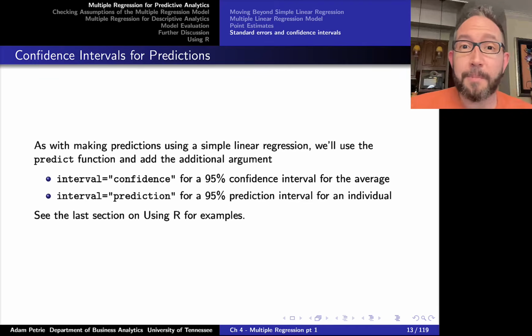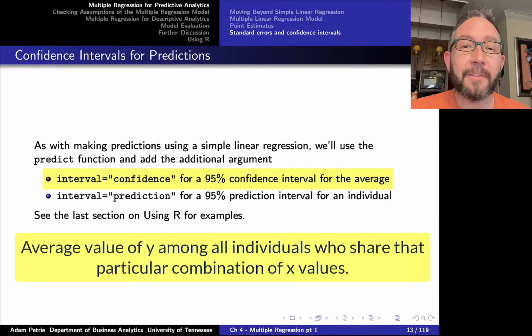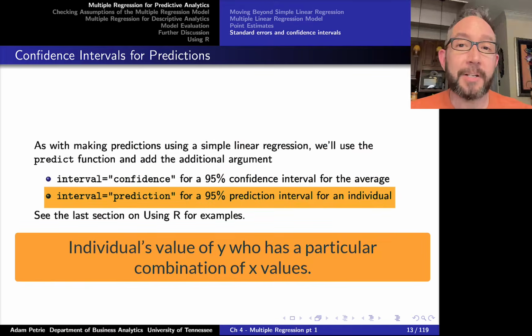So let's use some multiple linear regression to do some predictive analytics. And just like with simple linear regression, our predictions are going to come in two flavors. We might be interested in predicting the average value of y among all individuals in the population with a common set of x variables. Or we might be interested in predicting a particular individual's value of y who has a particular set of predictor variables. Let's see how this works.